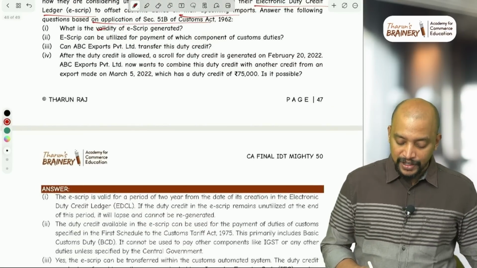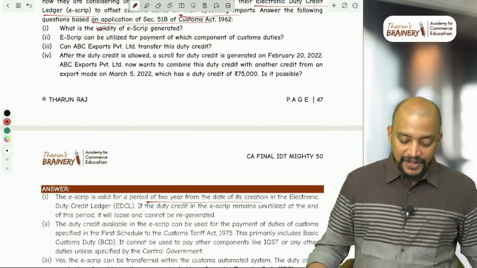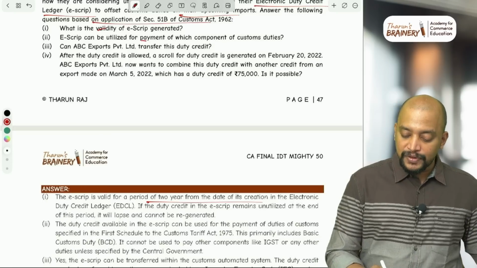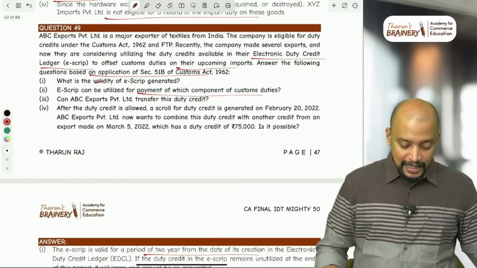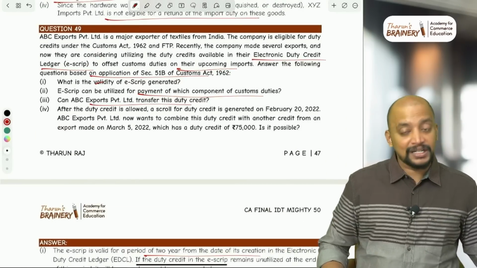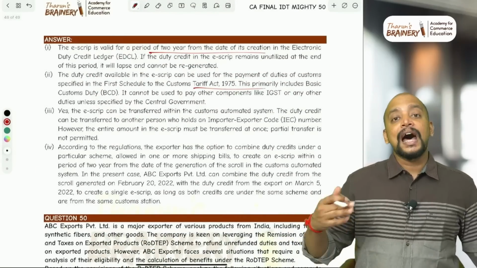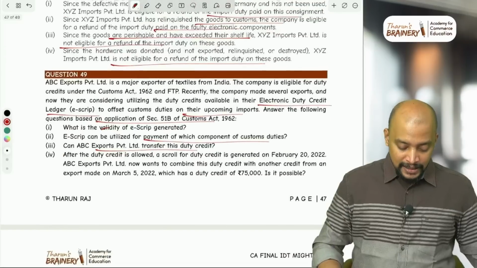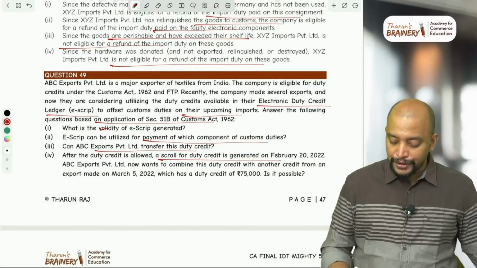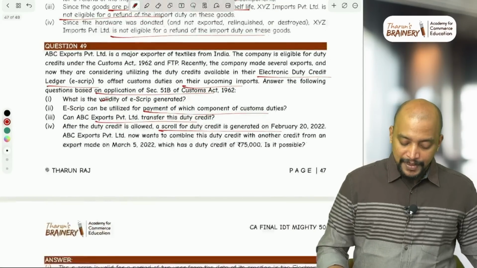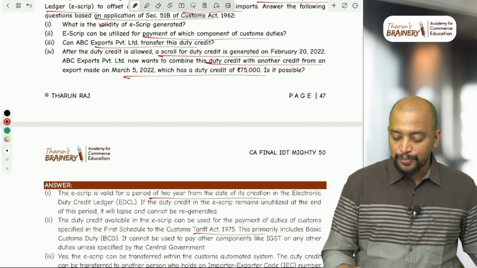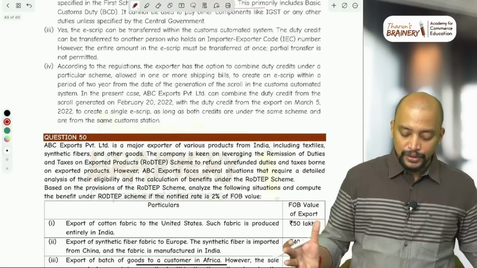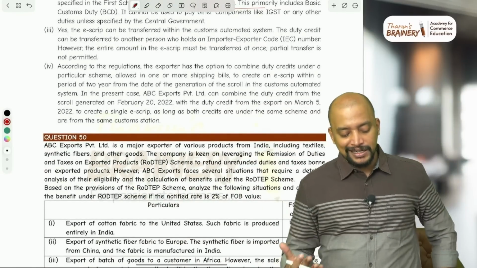The validity will be for a period of 2 years from the date of its creation, and it can be utilized for payment of only basic customs duty, no other. And next, can ABC Exports Private Limited transfer it? Yes, they can transfer it to another IEC holder. And after duty credit is allowed, a scroll for duty credit is generated, and ABC Exports Limited now wants to combine this duty credit with another duty credit. Is it possible? No, it is not possible to combine. So fully it can be transferred.